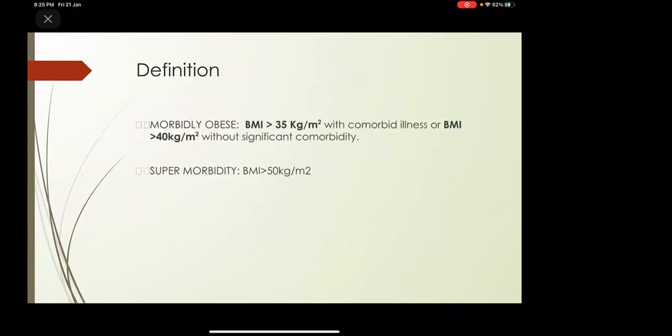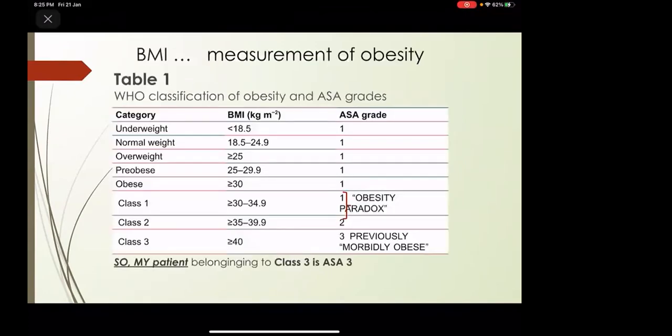A morbidly obese patient is a patient with a BMI of more than 35 with comorbid illness or a BMI of more than 40 without any significant comorbidity. BMI can be measured as weight in kgs upon height in meters square. Recently, a term has been coined, that is obesity paradox. It applies to the class 1 and class 2 obese patients, and it emphasizes the fact that a BMI alone does not put a patient in a high-risk category. It is the higher BMI, associated with comorbid illnesses and airway difficulty, which puts a patient in a high-risk category.